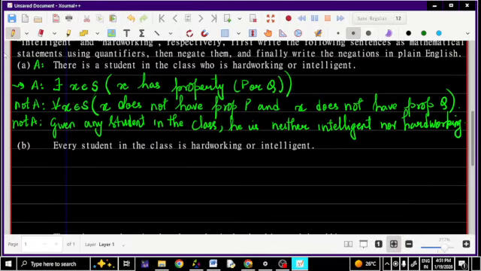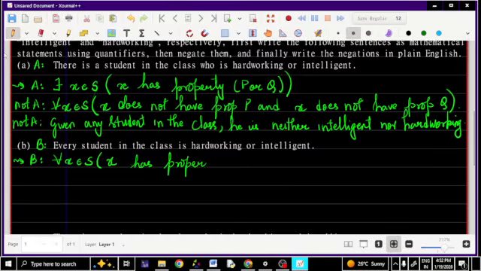Looking at sentence B, every student in the class is hardworking or intelligent. If I call this statement number B, first using quantifiers, let's try to write the given statement. Every student in the class, for all x in S, what is said about x? X has property P or Q.